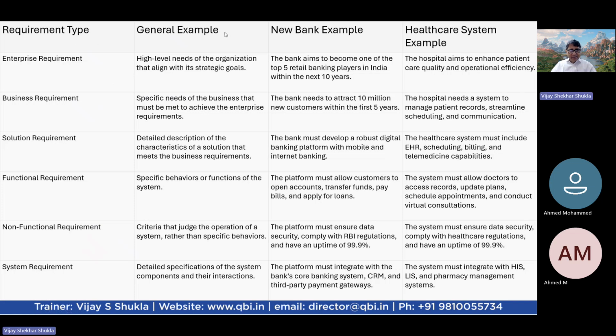Requirement type, general example, an example for a bank. Let us say a bank has got a license and now it has an aim to become a retail banking player within the next 10 years. An example from a healthcare system. Then you can see how business requirement, solution requirement, functional requirement, non-functional requirement, and system requirement can be identified.